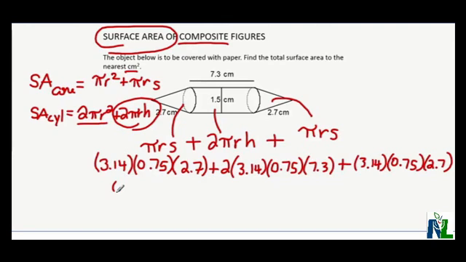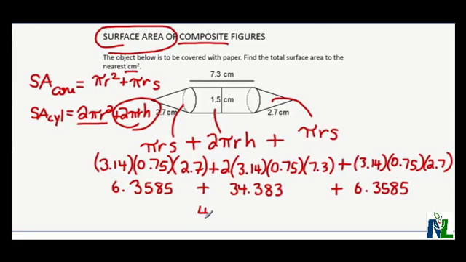So this first part gives us 6.3585. The lateral surface area for a cylinder is 34.383, and our other cone, the lateral surface area for that is 6.3585. If you add all of these together, you get 47.1, and our units are centimeters squared. It wants it to the nearest centimeter squared, so if you're rounding that to the nearest whole number, it's approximately 47 centimeters squared.